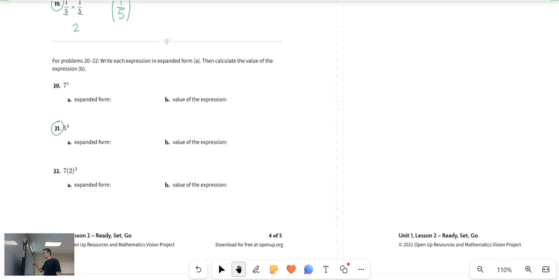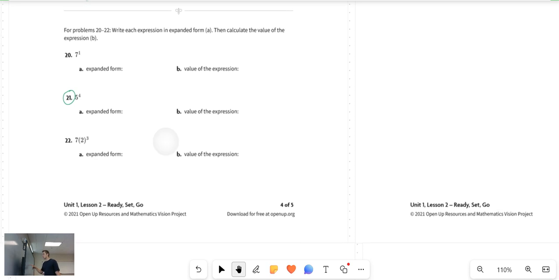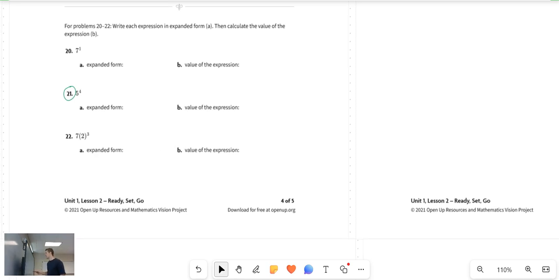All right, let's move on down for 21. All right, so on the last one, we had expanded form and we were going to exponents. Now we see exponents in this expression, and we need to make it expanded form. So if we have 5 to the 4th, our expanded form would just be 5, which is our base, repeatedly multiplied by itself 4 times.